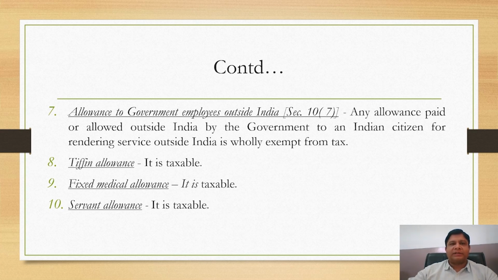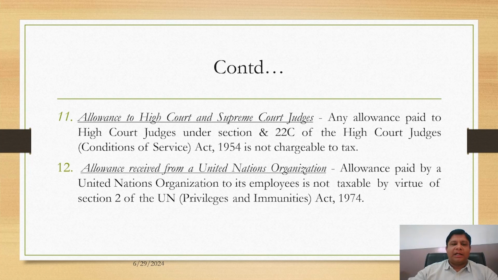Fixed medical allowance is taxable. Servant allowance is taxable. Next, allowance to High Court and Supreme Court judges. Any allowance paid to High Court and Supreme Court judges is not chargeable to tax. Allowance received from United Nations organizations: allowance paid by United Nations organizations to its employees is not taxable.